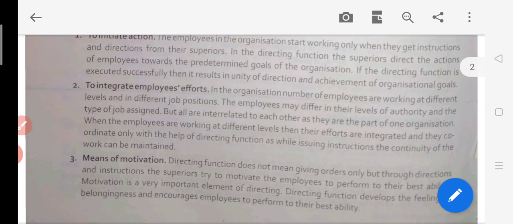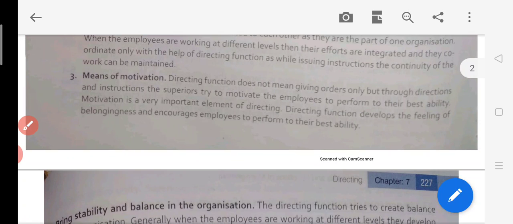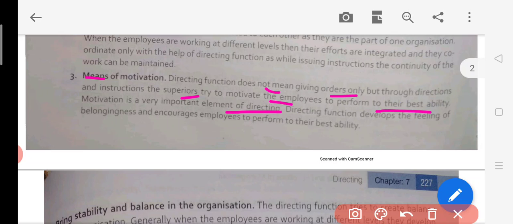Now the next point is means of motivation. What is a means? Means is a medium. Okay, so direction is a kind of means by which you can motivate a person. So the direction function does not mean giving orders only, but through directions and instructions, the superior tries to motivate the employee to perform to best ability. Motivation is a very important element of direction, and the directing function develops the feeling of belongingness and encourages people to perform to their best ability. See, when you give orders, it is not like strict orders should always be given to the employees and then only they will be working.